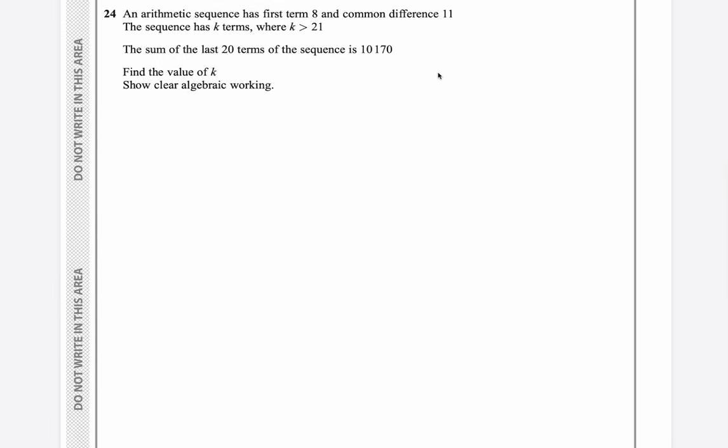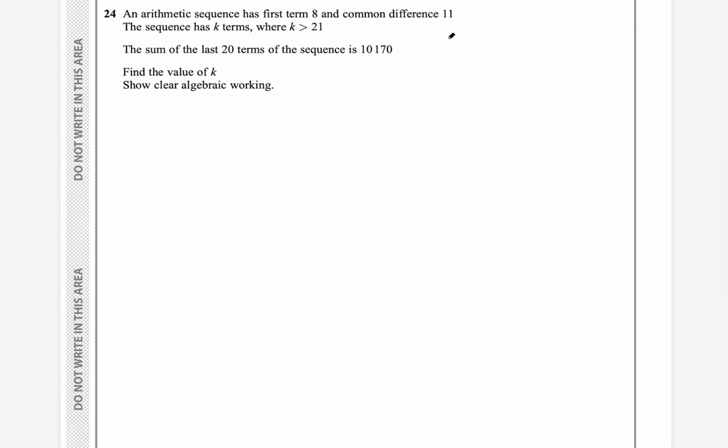Question 24. Arithmetic sequence. First term 8, common difference 11. It has k terms, where k is greater than 21. The sum of the last 20 terms of the sequence is this. Find the value of k. Okay, this is obviously tricky, guys.